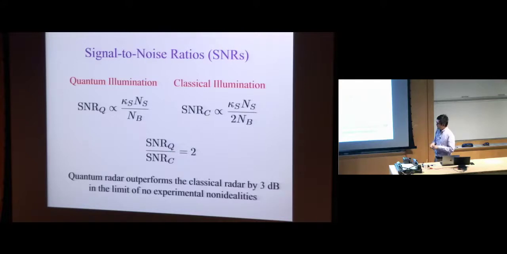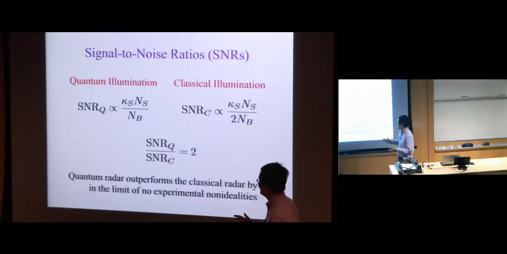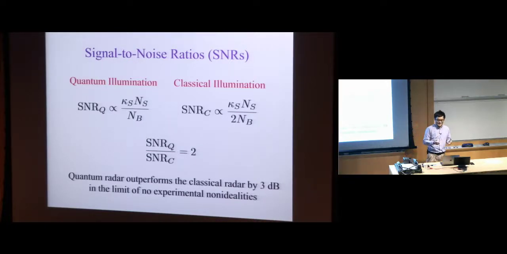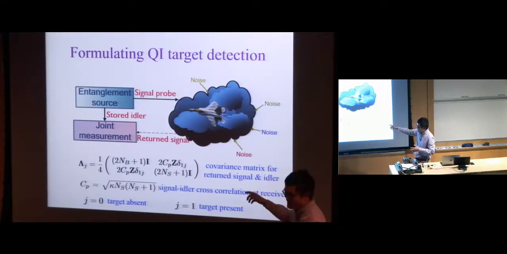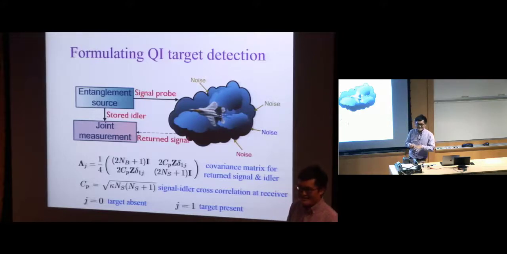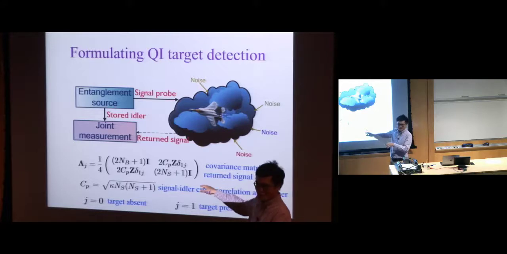But there's a caveat here. The caveat is that here we assume there's no experimental non-ideality. But in an experiment, we do have experimental non-ideality. So we don't get this 3 dB, we get about 1 dB, as you will see in our subsequent slides. So this slide is just for some of the experts, like Saikat, and Christos, you're very familiar with Gaussian quantum information. So this slide is just for you guys.